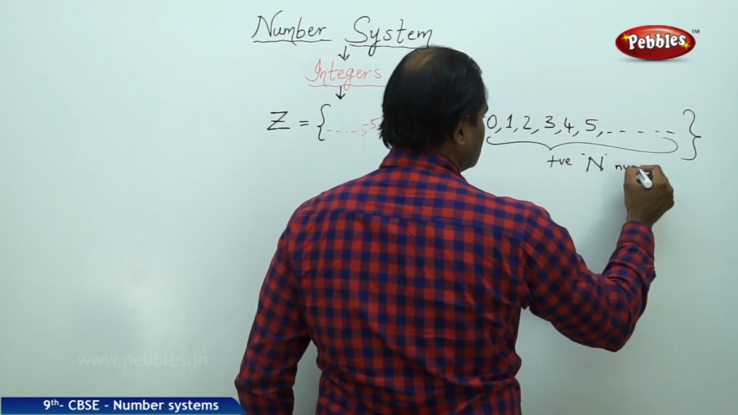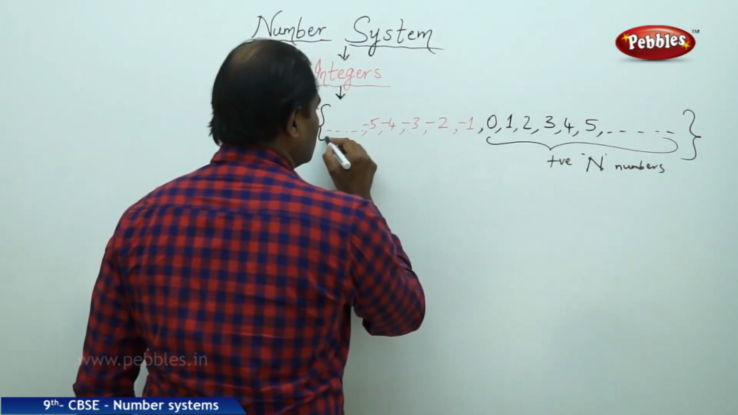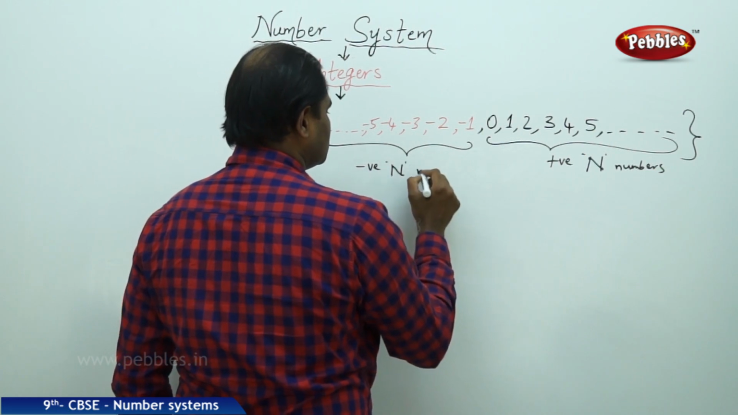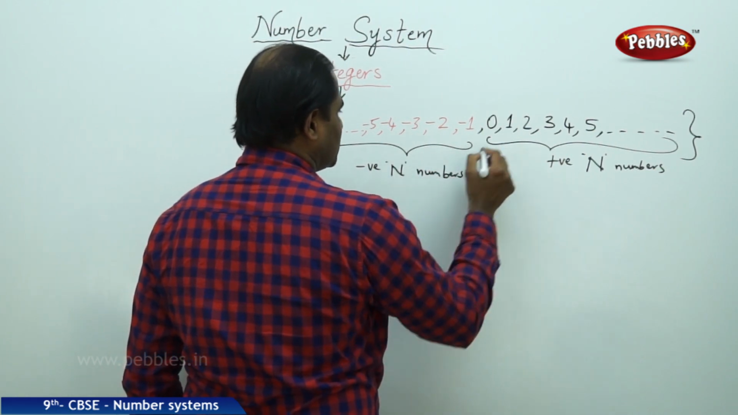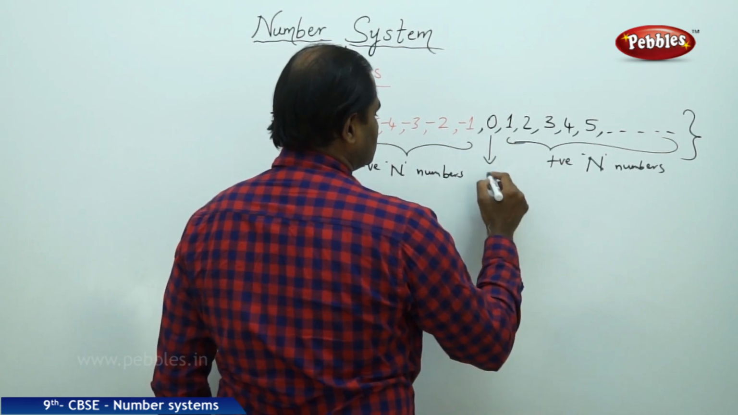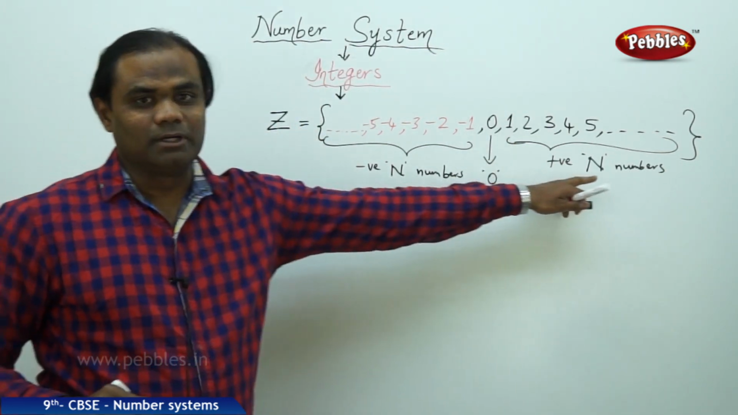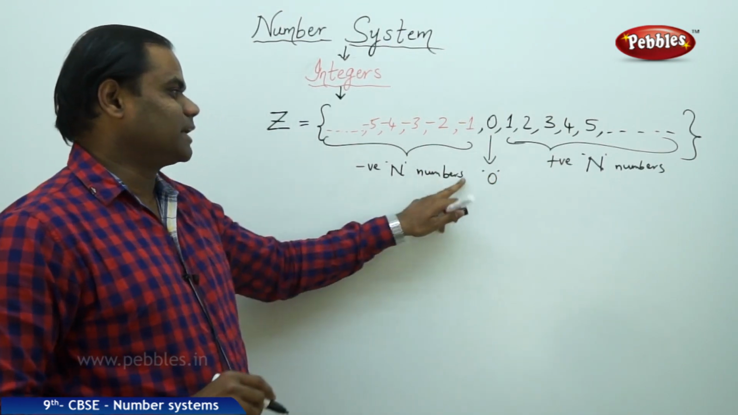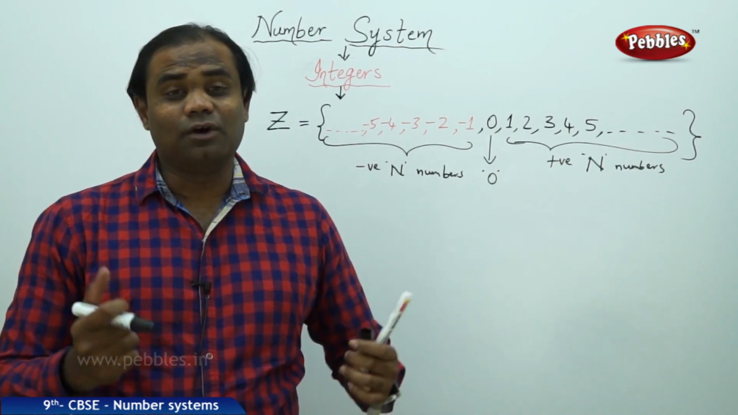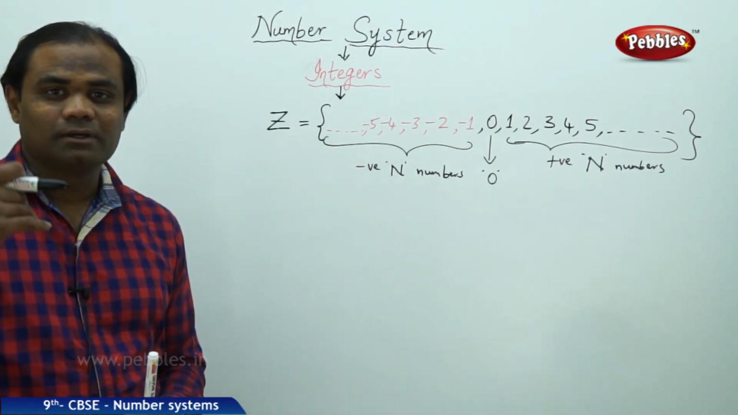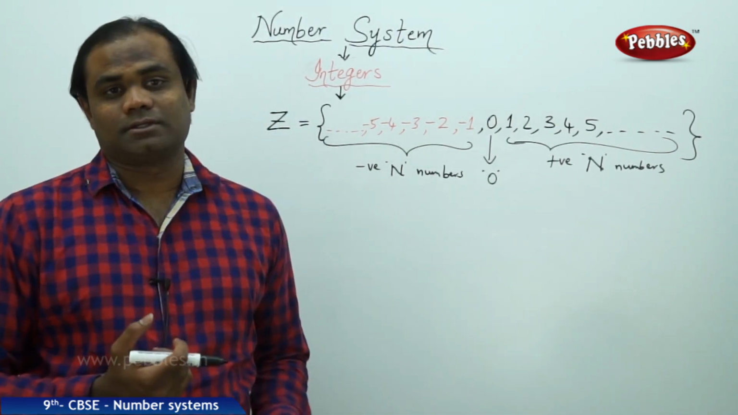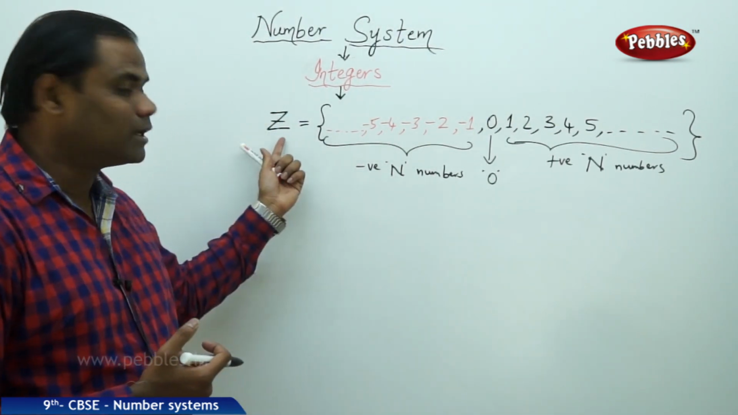So I have all this to be positive natural numbers and all this to be negative natural numbers along with 0. So positive natural numbers plus 0 plus negative natural numbers together make the set of integers. This is how we understand the difference between the natural numbers, the whole numbers and the integers, the set of integers being denoted by capital Z.